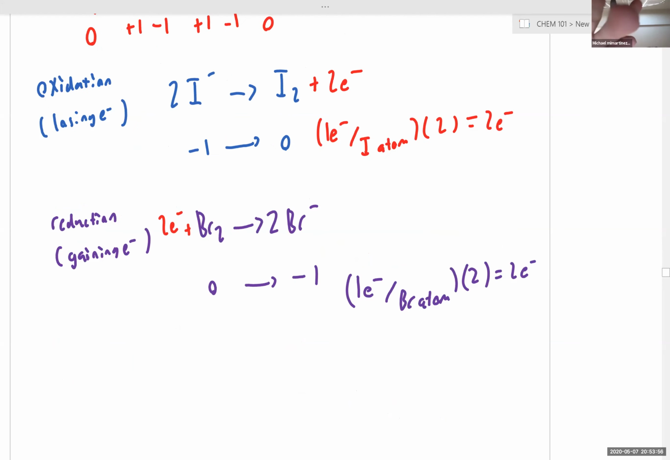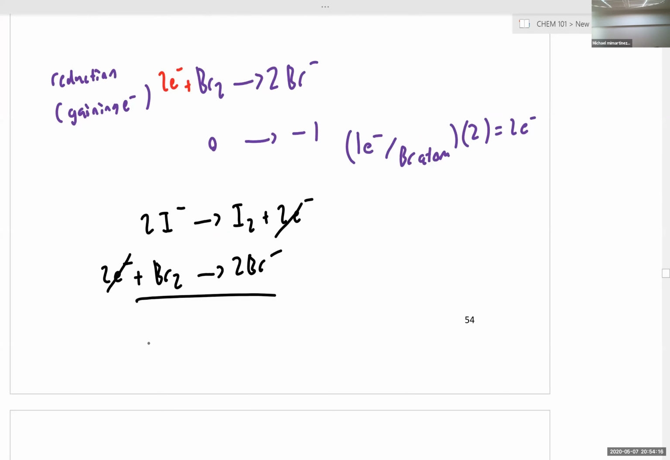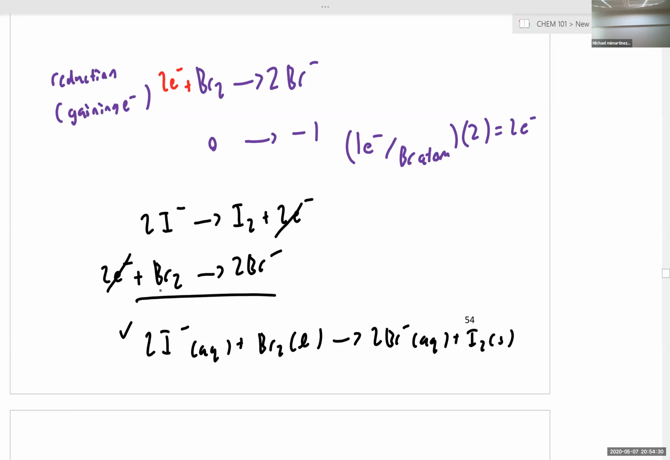Okay, now all we have to do is rewrite our equations and add them together. Our electrons already cancel, so we get 2I minus aqueous plus Br2 liquid leads to 2 Br minus aqueous plus I2 solid. Perfect. So we have a completely balanced redox reaction. Any questions on this example?